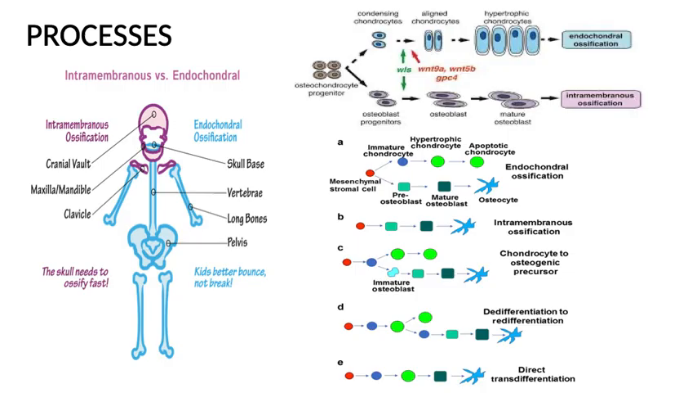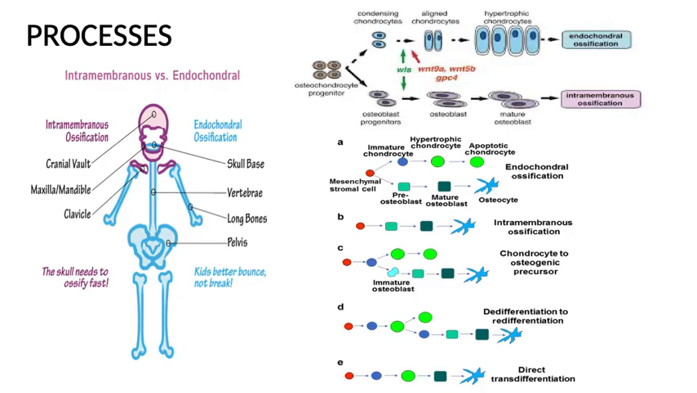And B is also describing intramembranous ossification. So you can see that A, endochondral ossification, has two layouts. It has the cartilaginous layout before it's being replaced by the bony layout. While in intramembranous ossification, you just have the mesenchymal stem cells becoming bone cells, and that is the osteoblast and the matured osteoblast, and then gradually become the osteocytes.